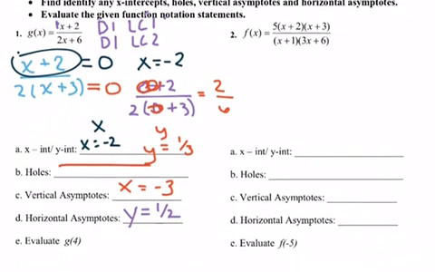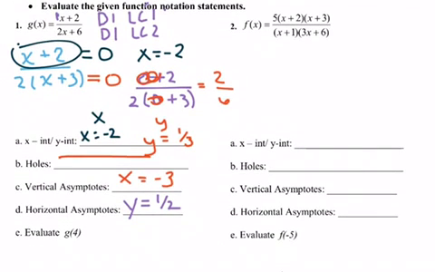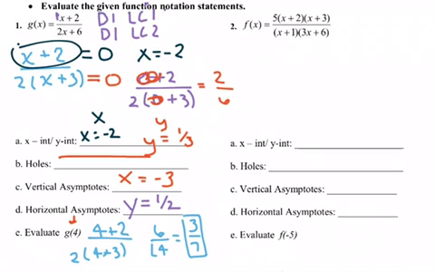The last thing that I'm asked to do for this example is find g of 4. So similar to the y-intercept, we're going to plug in 4 this time and evaluate our function. So we have 4 plus 2, which is, as we know, 6, over 2 times 4 plus 3. Well, 4 plus 3 is 7, times 2 is 14. So 6/14 will simplify down to 3/7. So g of 4 would be 3/7.